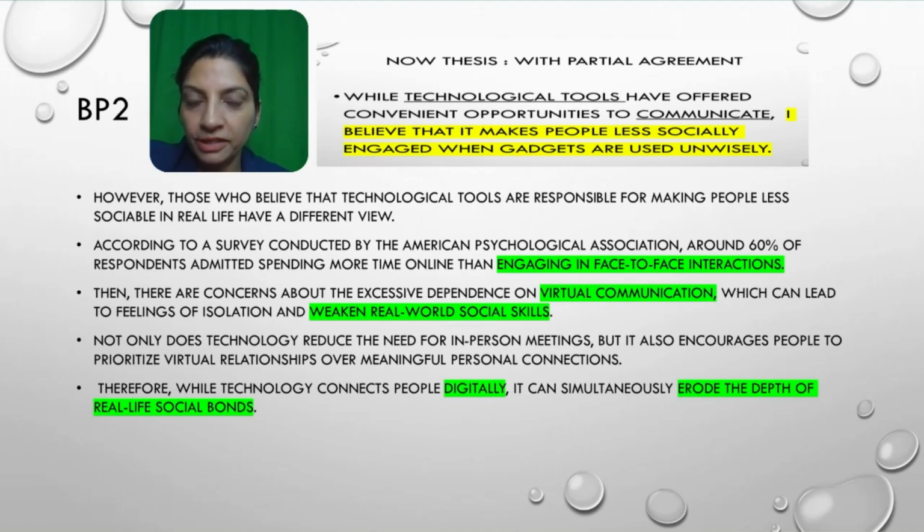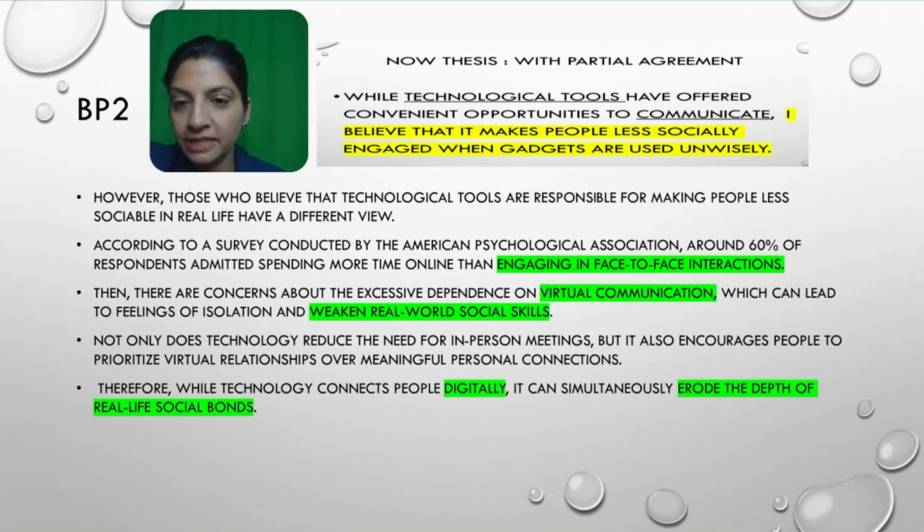According to a survey conducted by the American Psychological Association, you can write any association here, around 60% of respondents admitted spending more time online than engaging in face to face interactions. Now, here I have written 60% of respondents instead of writing people, masses, individuals. Third sentence: then there are concerns about. Remember, when you are writing about the negative side of something, we can always use the second point by using then there are concerns about.